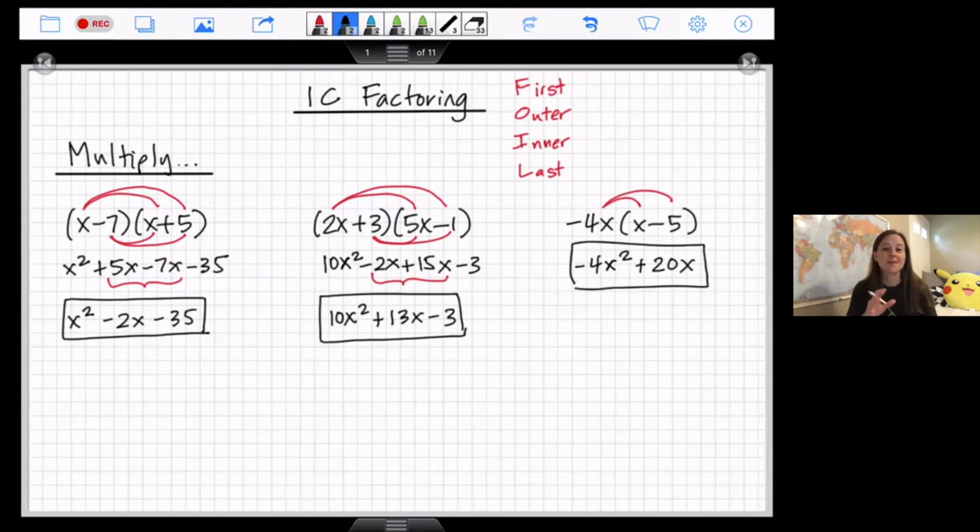All right, so in the next video, we're going to try to think about how to reverse engineer those answers in the boxes and figure out where they came from in the problem above.